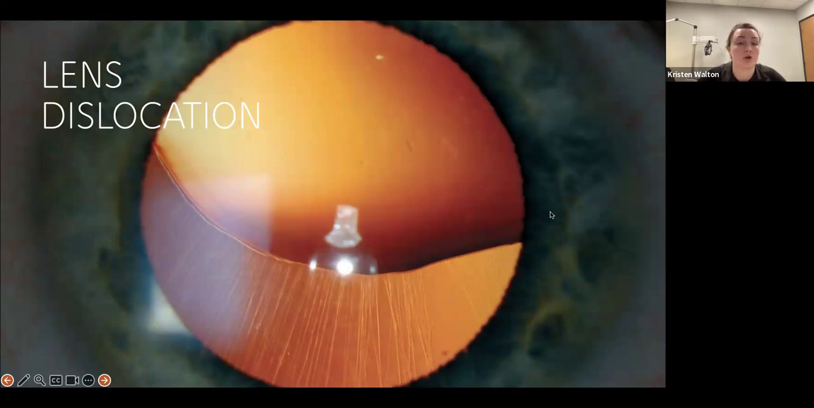If we have trauma, which is the number one cause of lens dislocation, or any collagen conditions where the tissue isn't as strong as it should be, then that can predispose somebody to lens dislocation. That's like Ehlers-Danlos syndrome or Marfan syndrome.